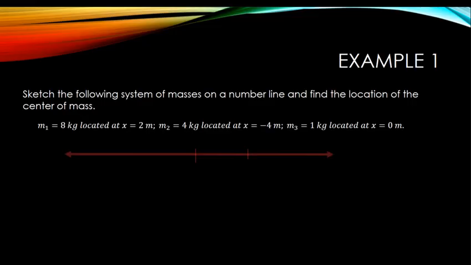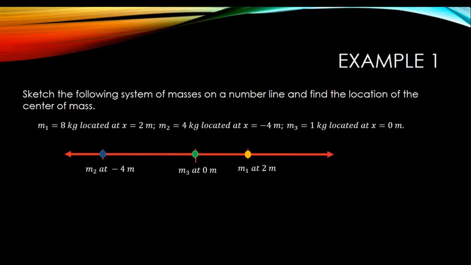M sub 3 is equal to 1 kilogram located at x is equal to 0 meters. I construct my number line and I place m sub 1 at 2 meters to the right of my 0. I put m sub 2 at negative 4 meters, and this is to the left of x is equal to 0, and I put m sub 3 at 0 meters, right in the middle of my number line.